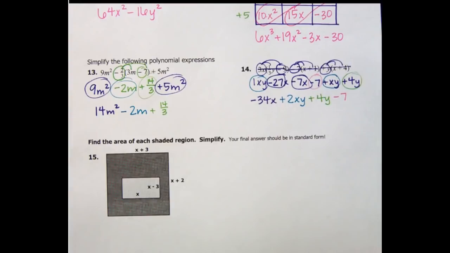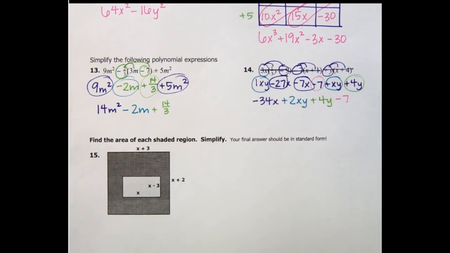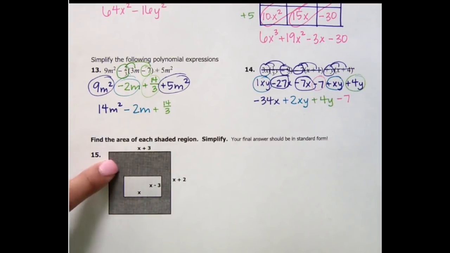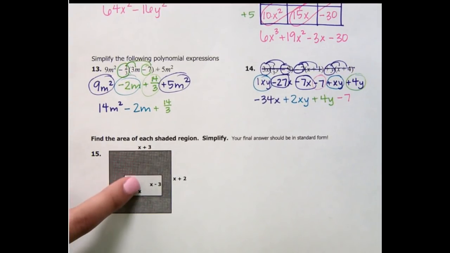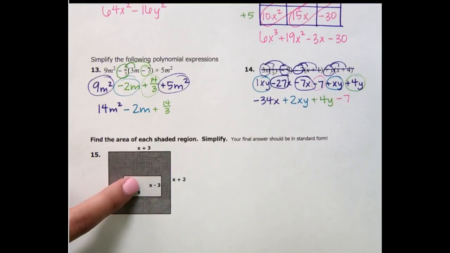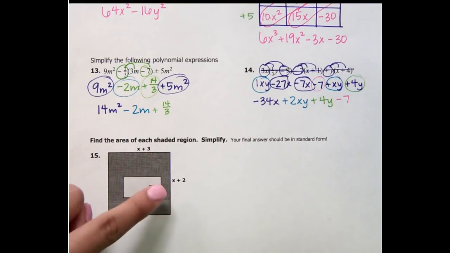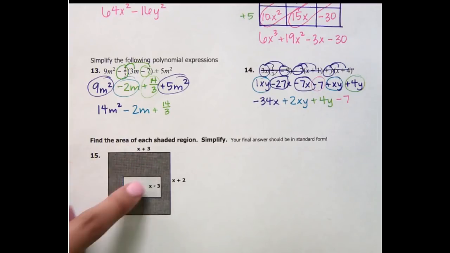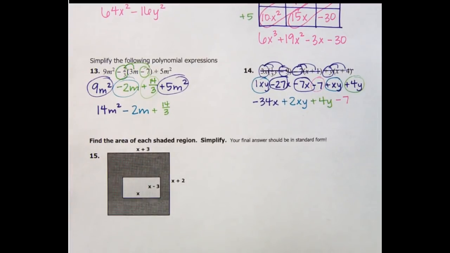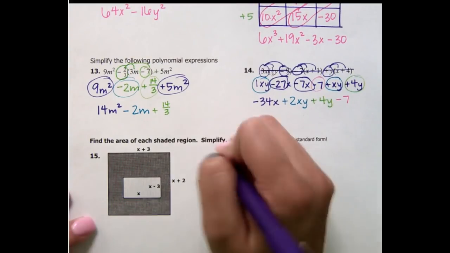Last one, find the area of each shaded region and simplify. So we have two rectangles, a larger rectangle or a darker rectangle, and then a smaller rectangle or a lighter rectangle. Well, the area of this bigger one is not the full thing because this part is kind of cut out. So we're going to find the area of each one first. So this is similar to number 8 on the first page, where we're using length times width to find the area.